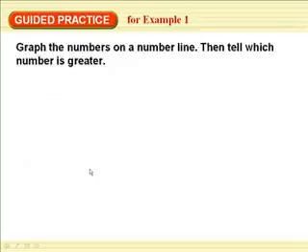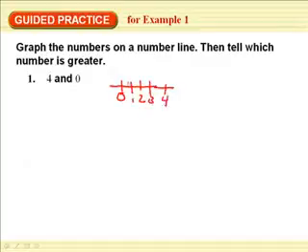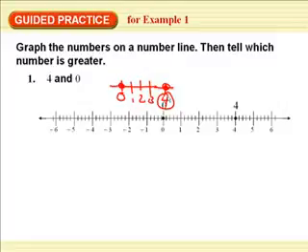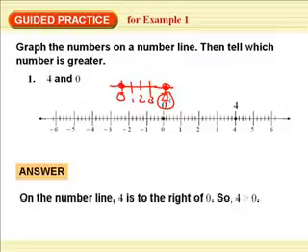So here's our guided practice. It says graph the numbers on a number line, then tell which is greater. So let's do it. 4 and 0. So like I said, we're just going to go like this. 0, 1, 2, 3, 4. And so I'm graphing 0 and I'm graphing 4. And then we know that 4 is greater. So pretty easy. Their number line's pretty intense there, a lot of spaces in between. 4 is greater than 0.